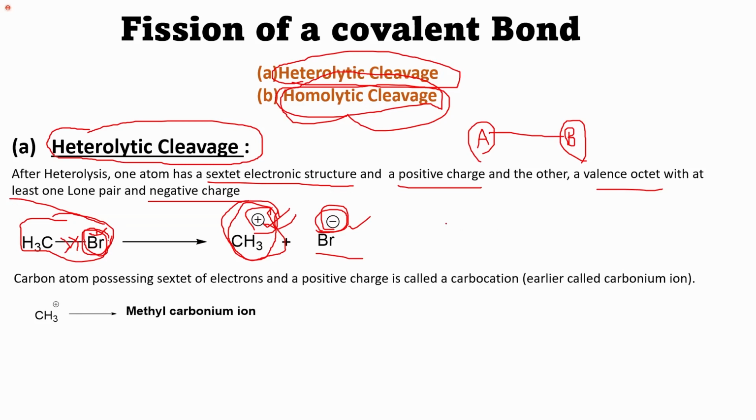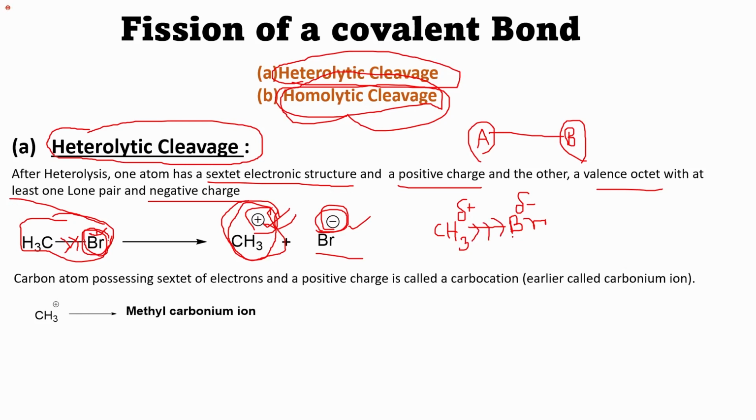Now let's see how this bond actually forms. First we have CH3 and Br. They will not suddenly become a fully positive charge and a fully negative charge. Br is more electronegative, so that is delta minus. CH3 is electronically positive compared to bromine, so that is delta plus. So you can see the electron density is going towards bromine.